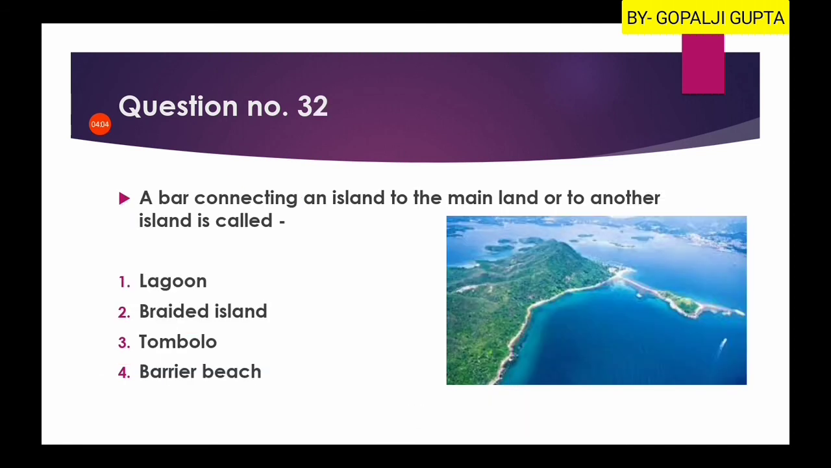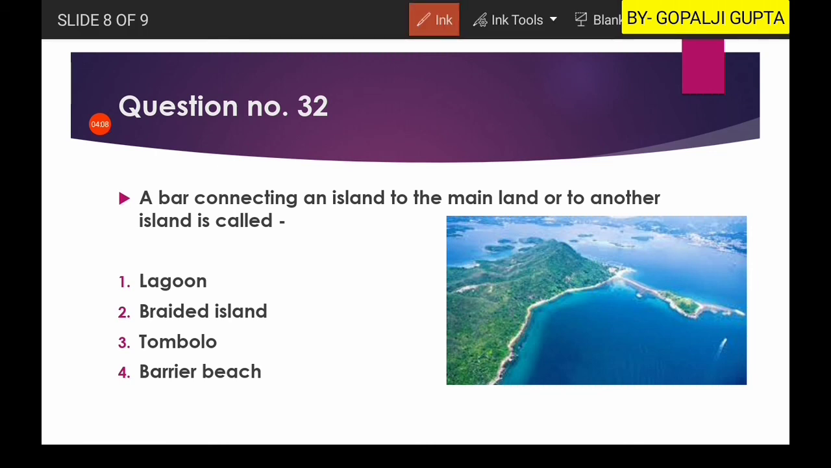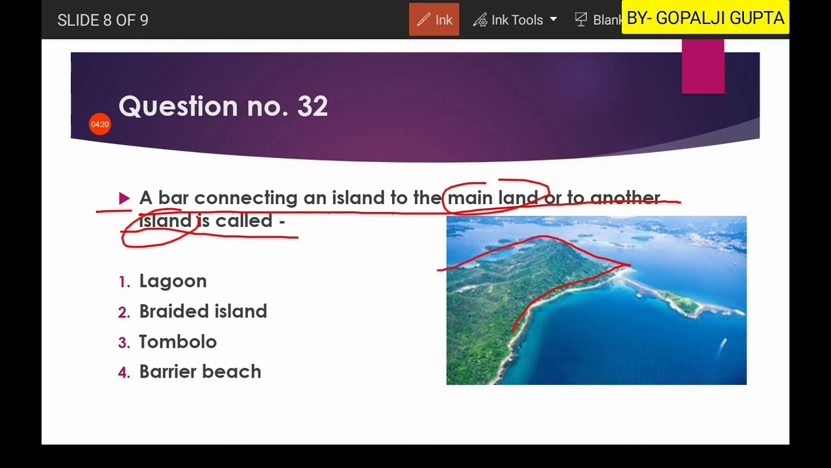Now question 32 is a very different type of question. A bar connecting an island to the mainland or to another island is called. As you can see, this is the mainland, or it can be another island, and one island is connected with a small bar like this. This feature is known as tombolo.